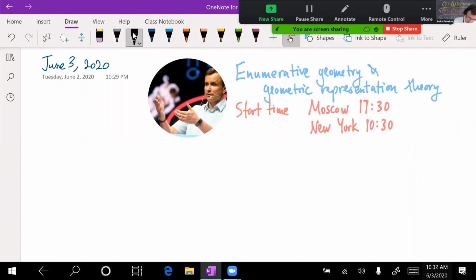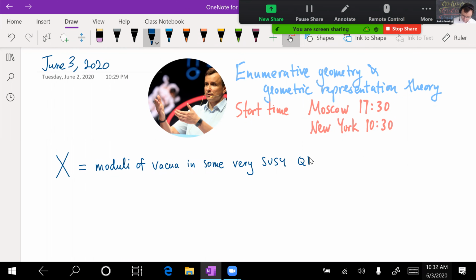What we were doing, we had some X, which was a moduli of vacua in some supersymmetric quantum field theory in 2+1 dimensions. And well, we didn't discuss this general notion in general, but we saw some examples.